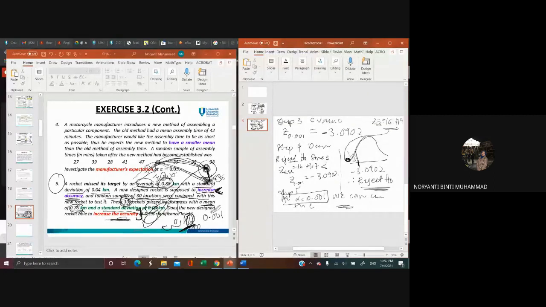Any idea? Do you have any idea or do you have any opinion why you must write the alpha value? Anyone?